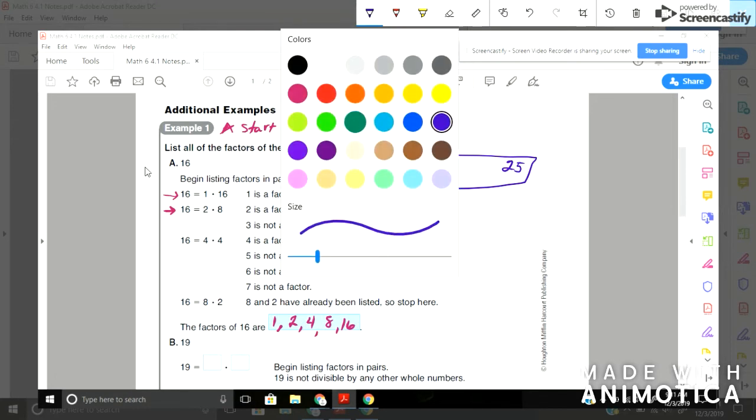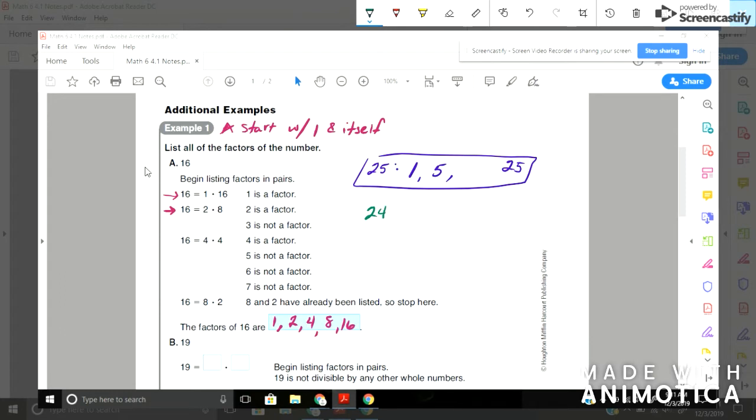How about 24? The factors of 24. Well, 1 times 24, 1 and itself. How about 2? Yeah, 2 times 12 is 24. So notice how I write them kind of on opposite ends here, and I work my way to the middle. 3. Yep, 3 times 8 is 24.